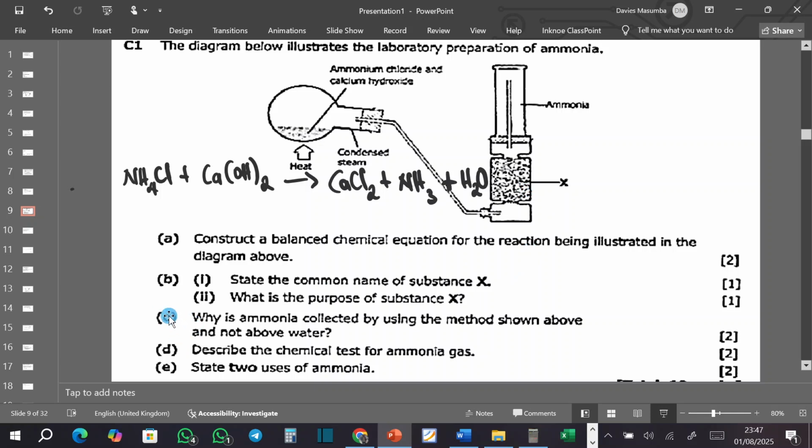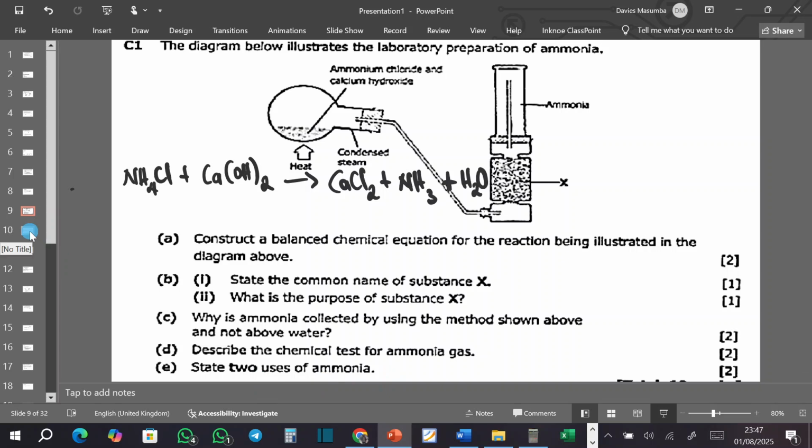Then C, the same. Why is ammonia collected by using the method shown above and not over water? Okay, so we will answer this also. Then D, describe the chemical test for ammonia gas. Then E, state two uses of ammonia.